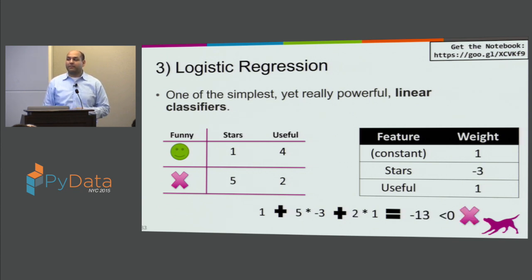Let's do the inverse case. If you take 5, well, I can't point at this. You guys can't see this. If we take 5 and 2 and do the exact same thing, we now see we're negative. We're at -13. That's less than 0. This review is not funny. So does this give you an intuition of what logistic regression is doing and how we apply it?